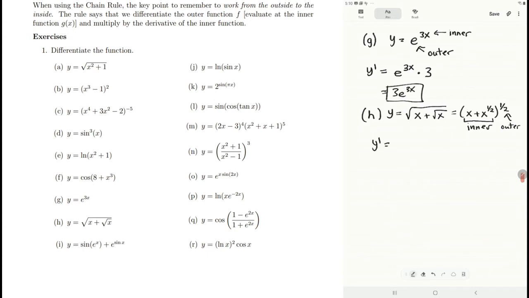So its derivative is going to be 1/2. We leave the inner function, which is x plus x to the 1/2, unchanged. We subtract 1 from the exponent due to the power rule. So 1/2 minus 1 is negative 1/2. And then we multiply this by the derivative of the inner function. So derivative of x is 1 plus derivative of x to the 1/2. We apply the power rule, which is 1/2 times x to the negative 1/2.